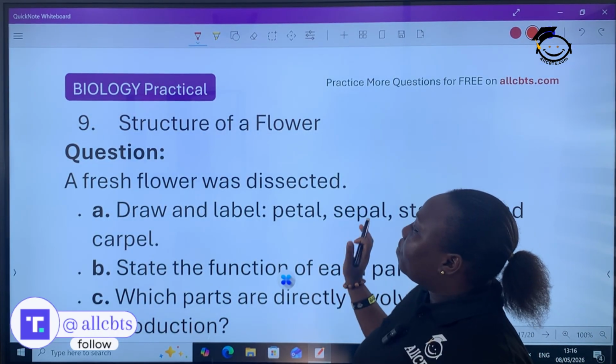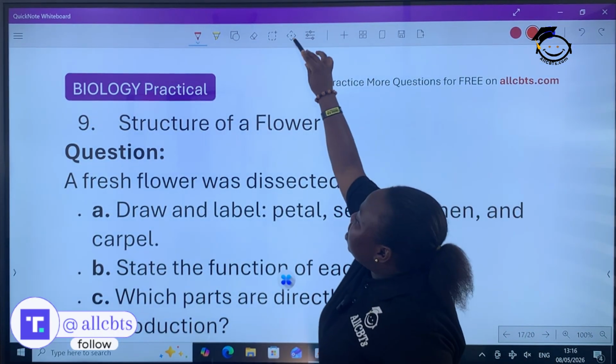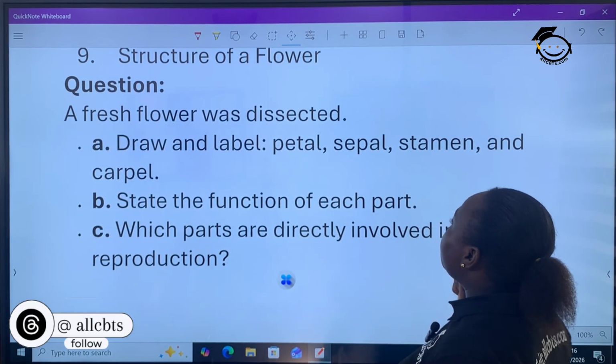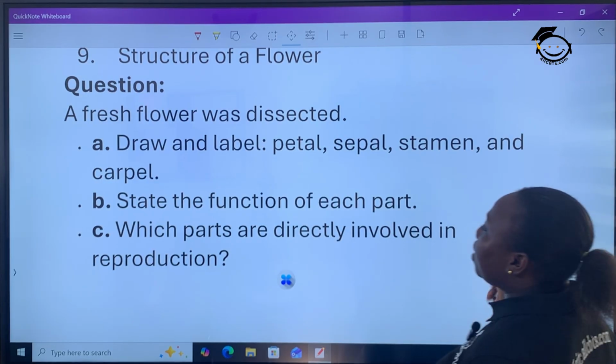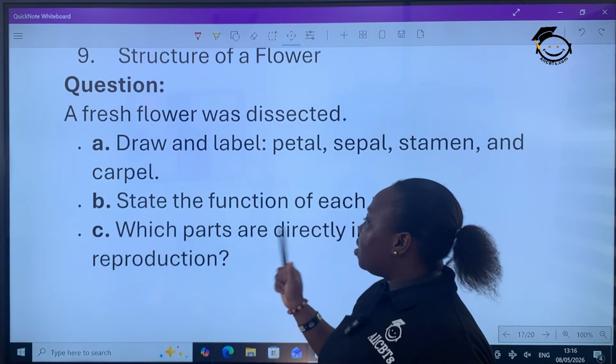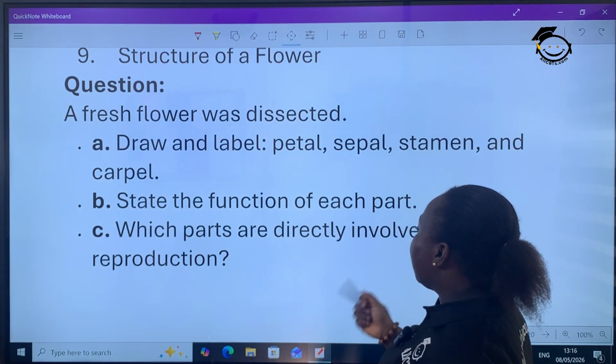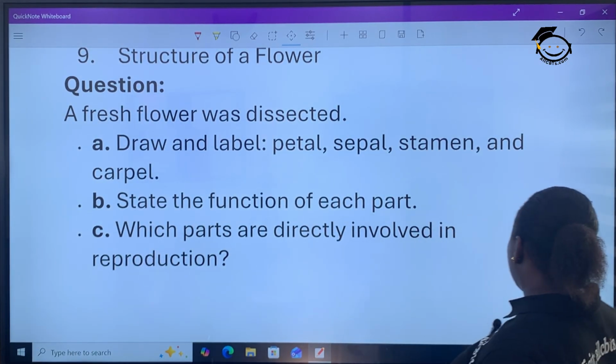Number 9, structure of a flower. A fresh flower was dissected. A, draw and label the petal, the sepal, the stamen, and the carpel. B, state the function of each part. C, which parts are directly involved in reproduction.